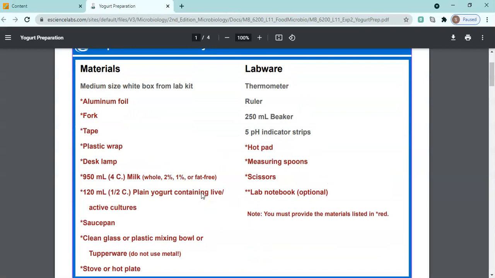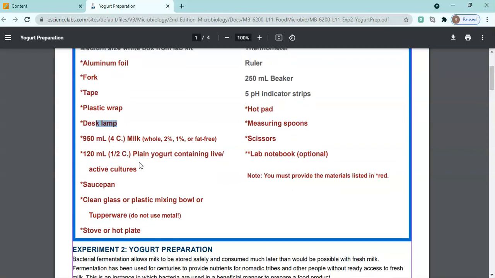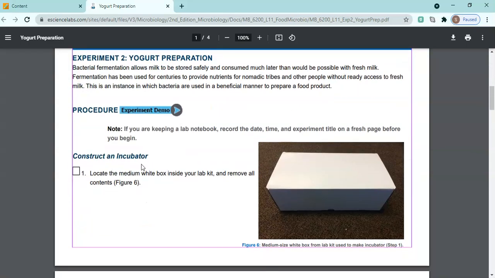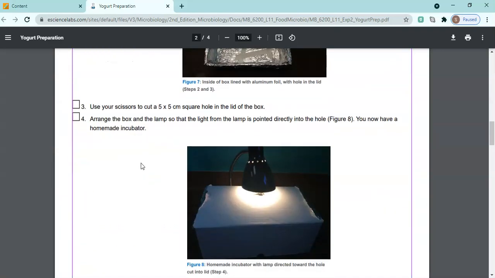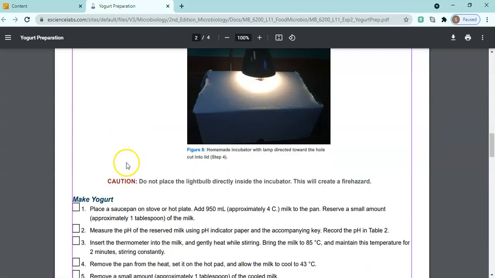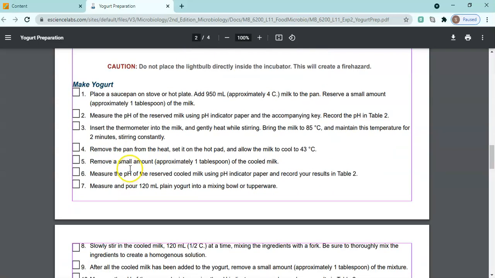generated our yogurt. And with our yogurt preparation, remember you actually created a homemade incubator using a box lined with aluminum foil and a desk lamp as your light source. And basically what we were doing here is going through fermentation and basically using lactic acid to create our yogurt. And we were testing the pH. And remember, we allow the yogurt and milk to sit in the fridge for about a 24-hour time period once it was created.